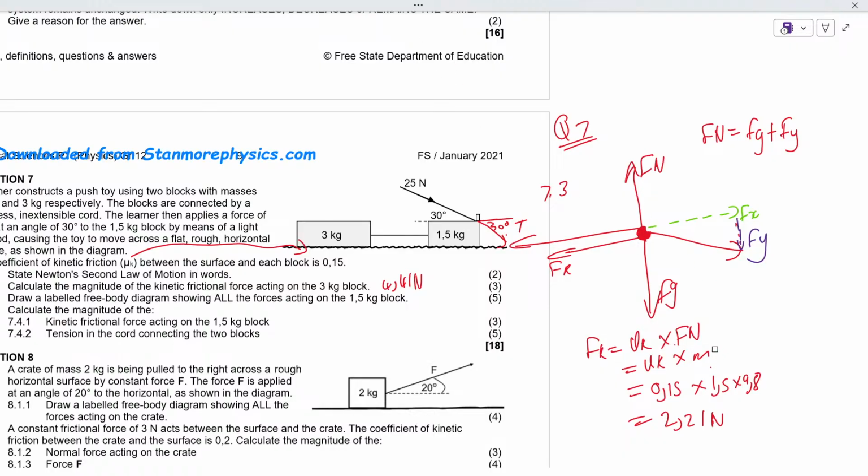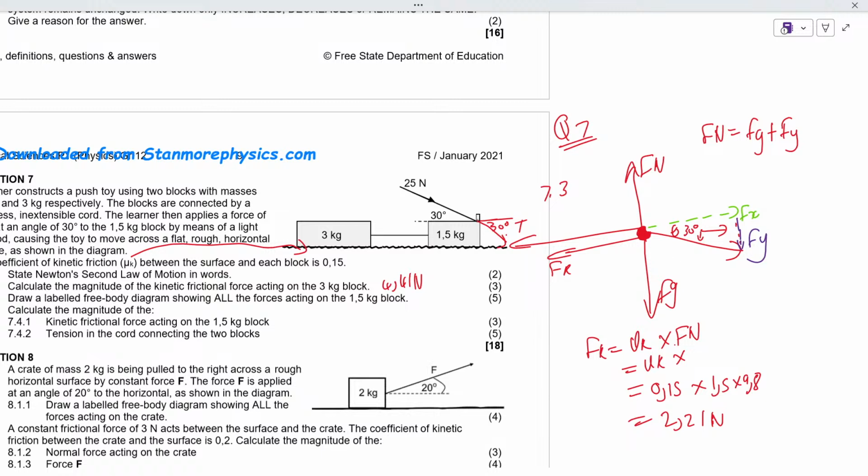And then you come here and we try to find this angle. This angle is 30 degrees, and opposite over hypotenuse is sine. Fy is sine because it's opposite over hypotenuse. So you must always check the angle. Where is the angle? That's the most important part.